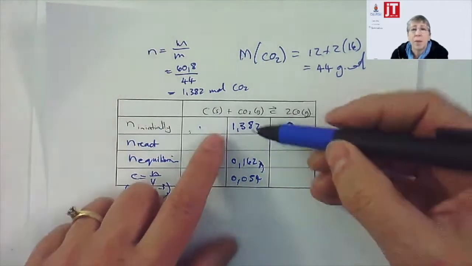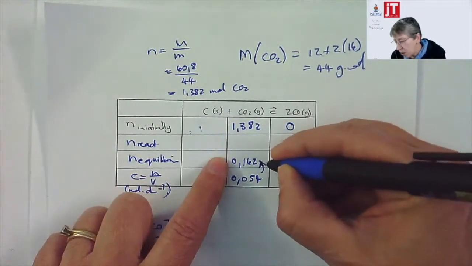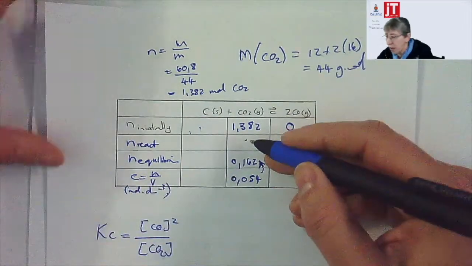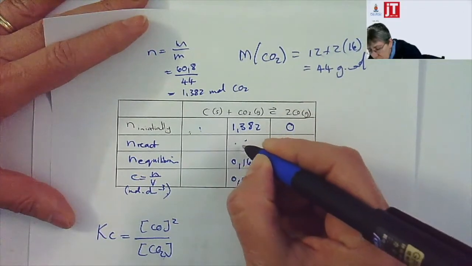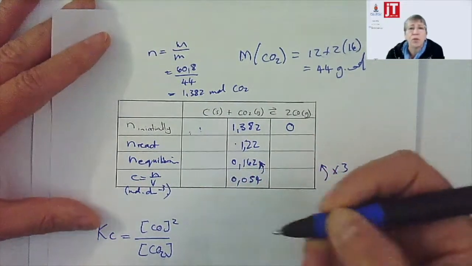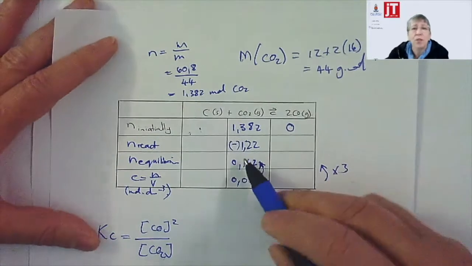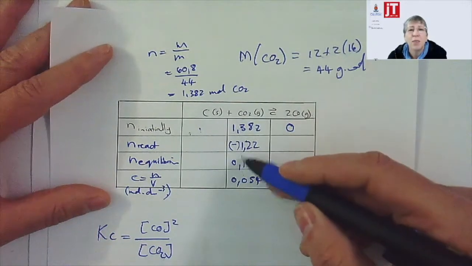Right, what does that help? Well, I started out with that, and I ended up with that amount. So if I subtract, then I will know how much reacted. So I take that and I subtract that, and I end up with 1,22 moles. Right, now I would like to put a small minus there. You don't have to. Most teachers don't, but this is to remind me that this is being used.